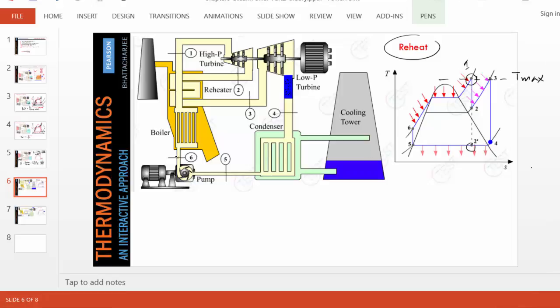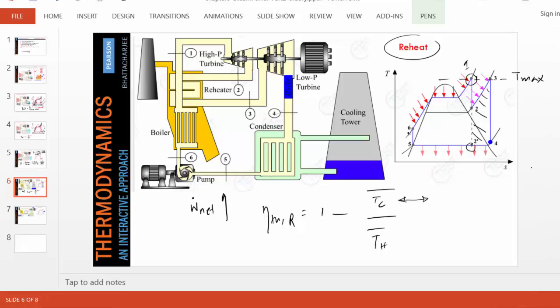So how does reheat help? Well, first of all, as we can see, there is an extra area in the cycle, which means the W dot net will be much higher. What about the thermal efficiency? We can qualitatively predict it by looking at how TC bar and TH bar are affected. Obviously, TC bar is about the same, it doesn't change. And this is our symbol to show nothing changes.